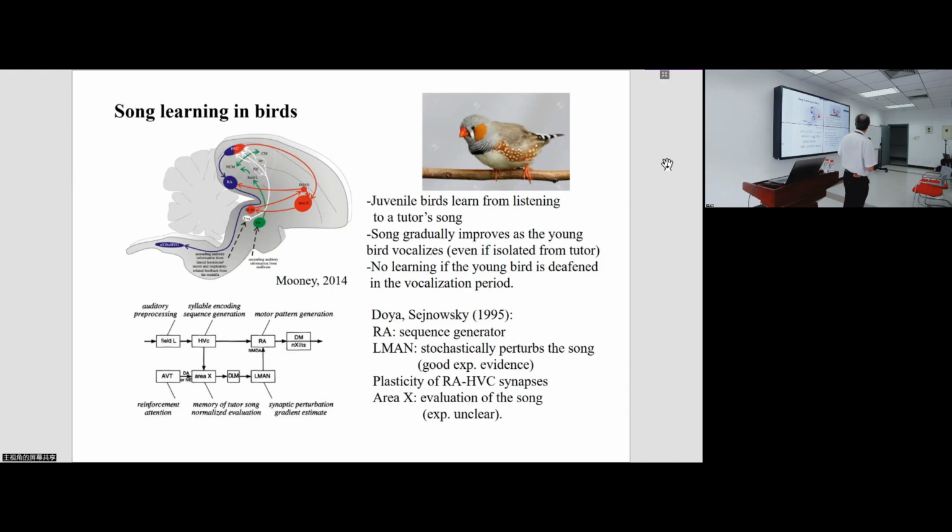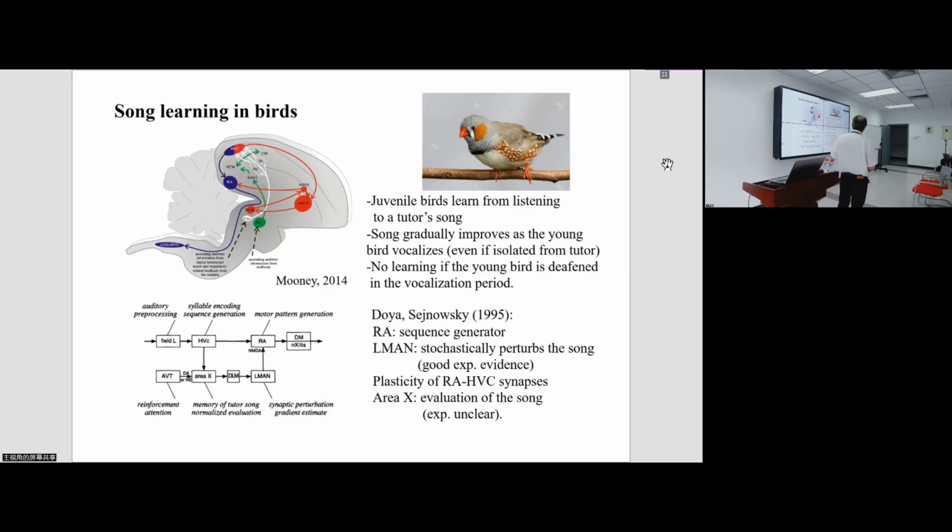So the bird has some memory of the tutor's song and tries to improve. And if the bird is deafened during the vocalization period, meaning it cannot hear what it is singing, the song does not improve. So it has to, in some sense, compare the song that it produces to the song that it has memorized in order to improve.